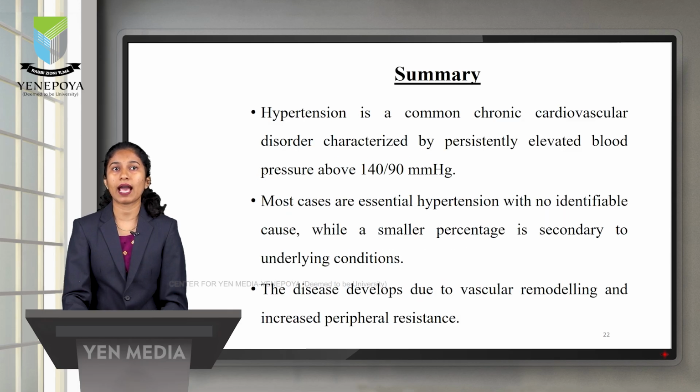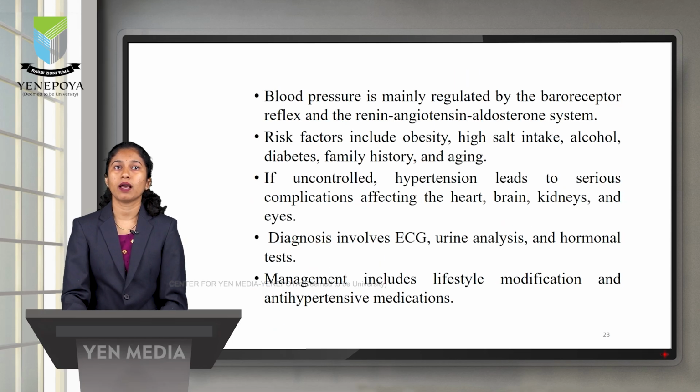And in the summary, hypertension is a common chronic cardiovascular disease characterized by persistently elevated blood pressure above 140/90 mmHg. Most cases are essential hypertension with no identifiable cause, while a smaller percentage is secondary to underlying conditions. The disease develops due to vascular remodeling and increased peripheral resistance. Blood pressure is mainly regulated by the baroreceptor reflex and the RAAS system.